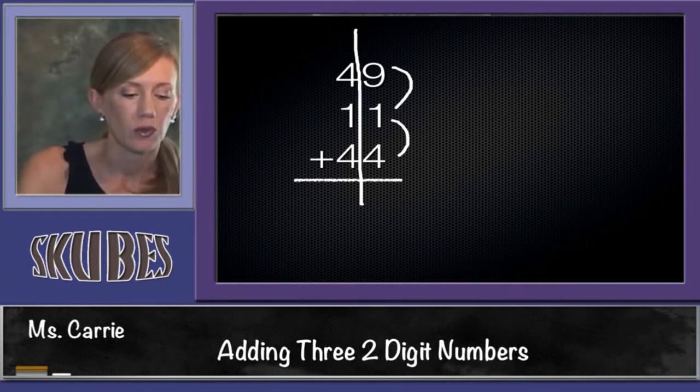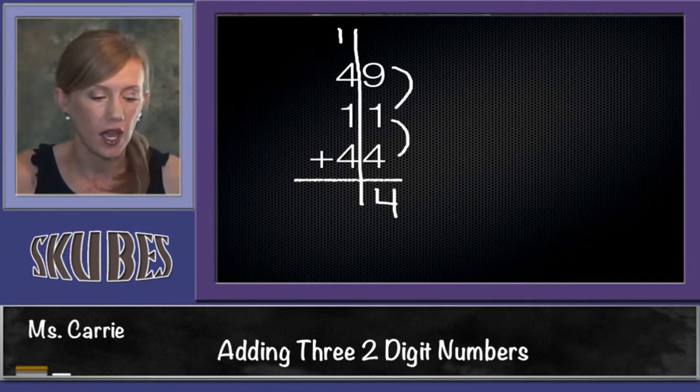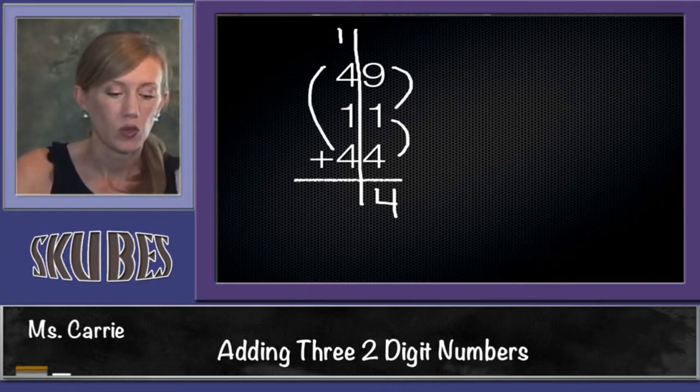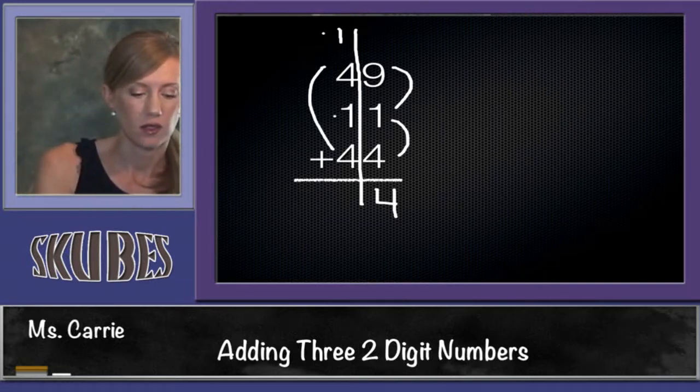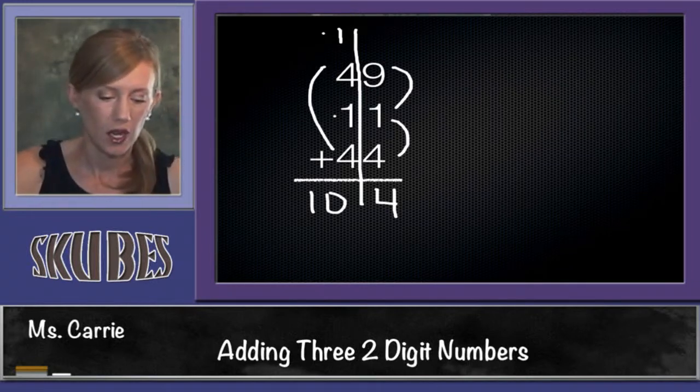We're going to regroup our 10 here, our 4 ones down here, and we're going to add up the tens side. I know that 4 plus 4 is 8, plus 1 more is 9, plus 1 more is 10. Our answer is 104. Let's look at another problem.